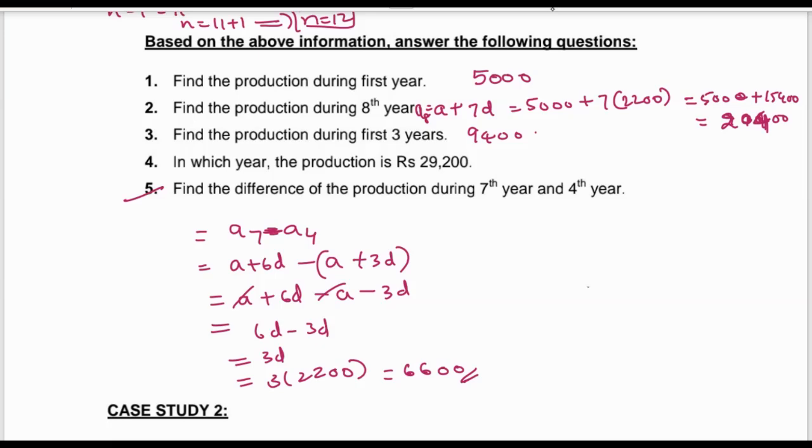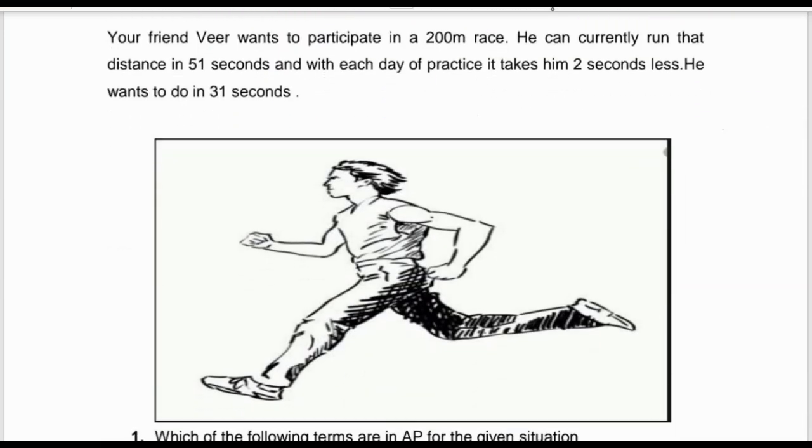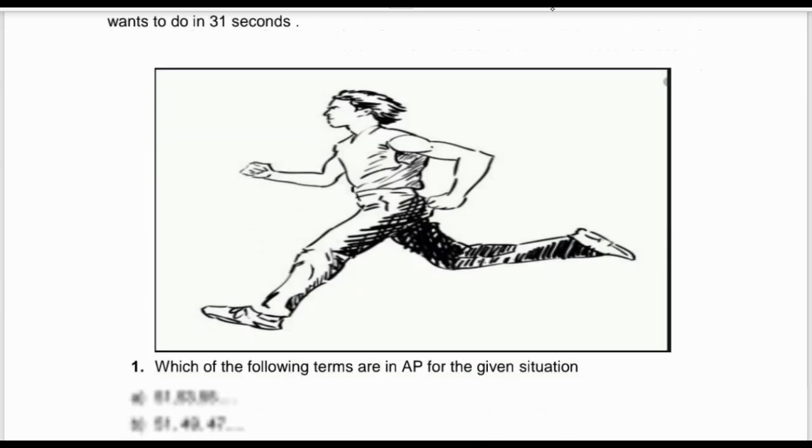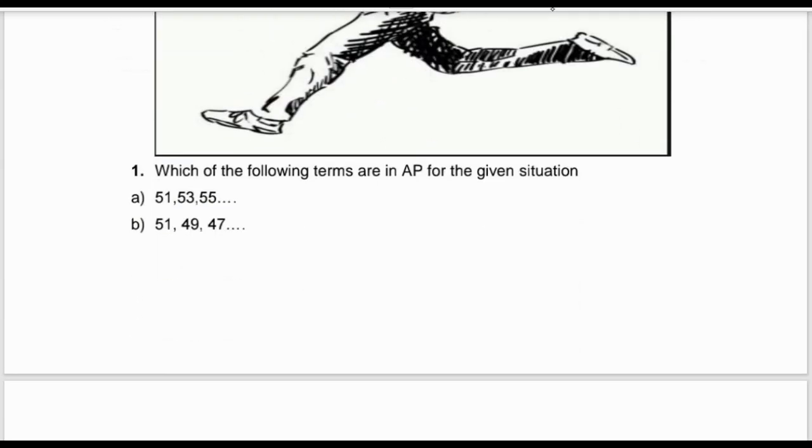So the next case, case 2, is about four friends. Your friend Veer wants to participate in a 20-meter race. He can currently run the distance in 51 seconds, and with each day of practice it takes him 2 seconds less. He wants to do it in 31 seconds. What is the sequence they've given? His starting time is 51, then 51 minus 2 is 49, 49 minus 2 is 47. So the sequence is the one in option B.